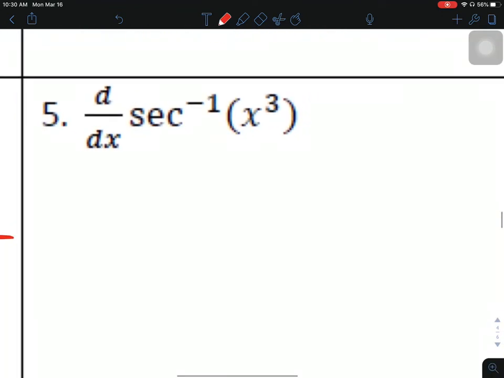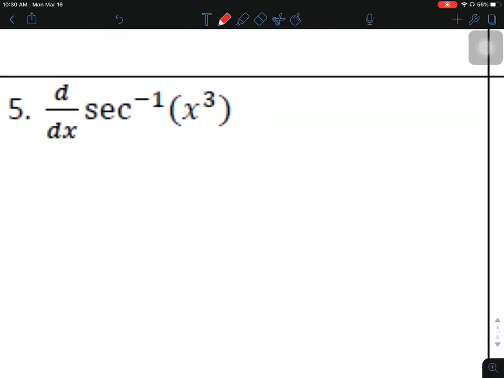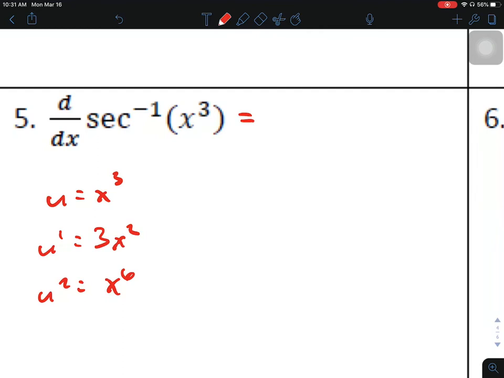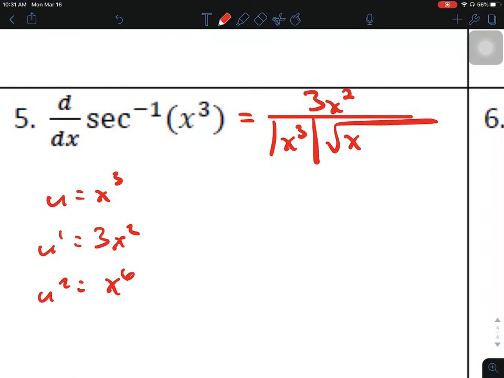Number 5 is an inverse one again. Secant inverse's derivative. So I'm going to say u is the angle, u prime is 3x squared, and u squared would be x to the sixth. Secant inverse's derivative is u prime, which is 3x squared, over the absolute value of u, which is x cubed, times the square root of the difference of u squared, which is x to the sixth, and 1.